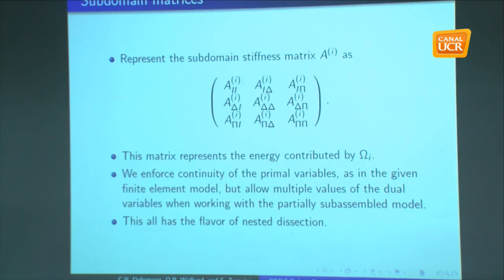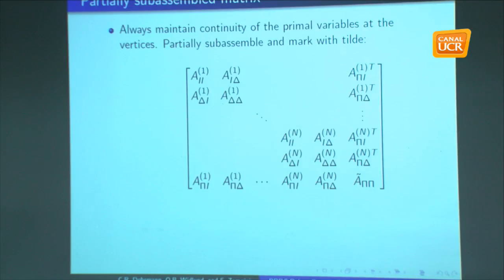So this has all the flavor of an important ordering method called nested dissection. Now if we put these things together, we see we have a very nice structure. We have block matrices here which are independent of each other. They can be simultaneously factored when we do Cholesky factorization. And then we have couplings, and a relatively small block here. This is not the original finite element model; there would be many more couplings there.